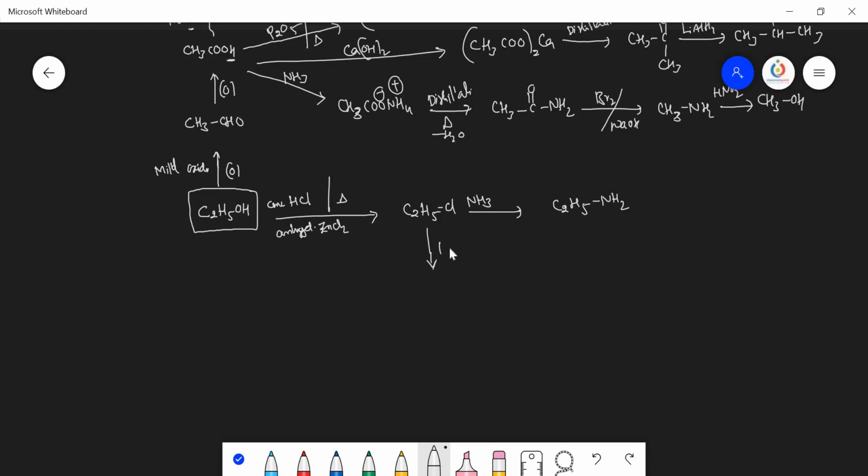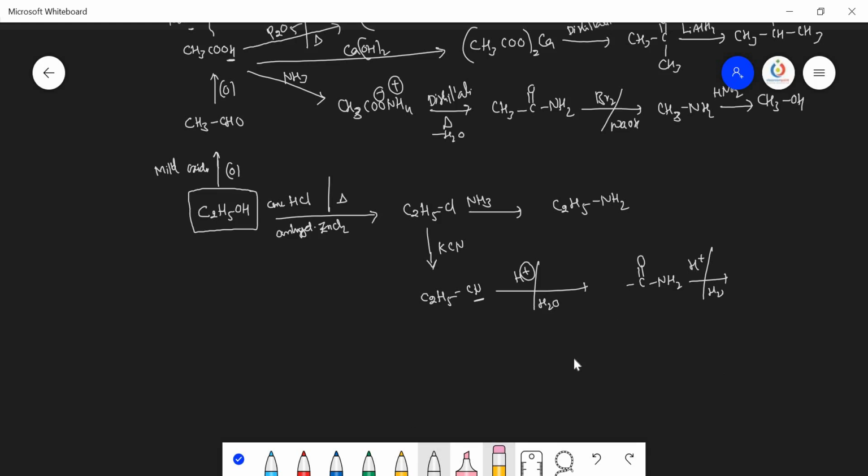Now this one, on reaction with KCN, potassium cyanide, gives C2H5CN. So this is a cyanide, on acid hydrolysis. Cyanides on acid hydrolysis initially produce amides. These amides again undergo acid hydrolysis, so finally it gives the C2H5. So I'll write C2H5.